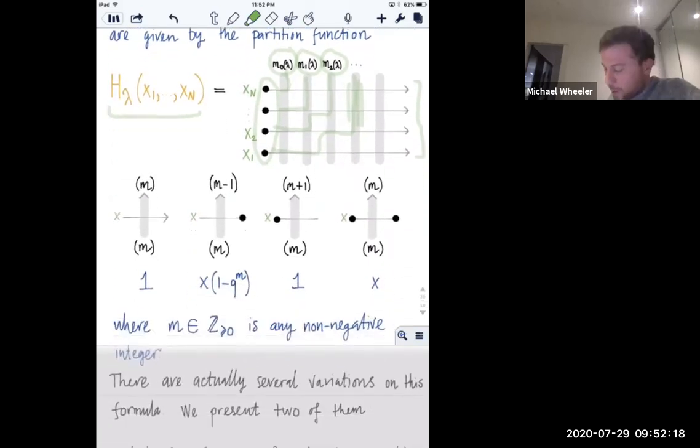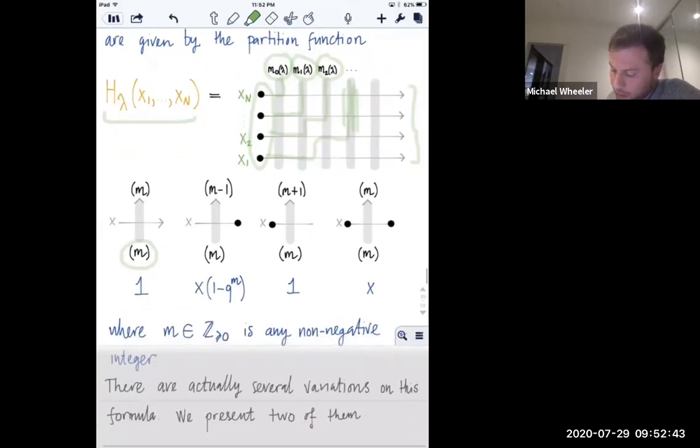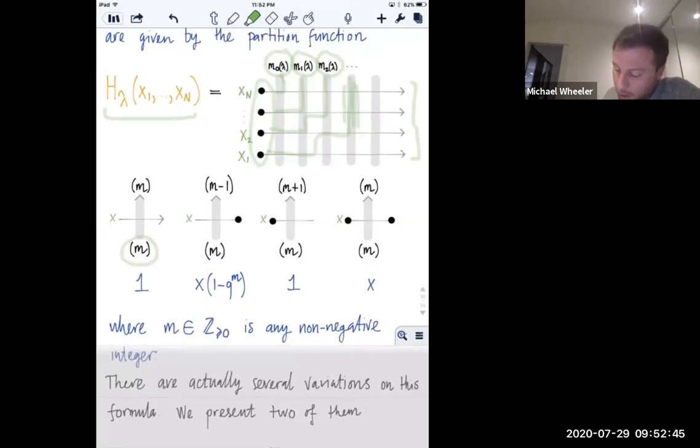And so explicitly, the vertex weights that you get here are given by the expression we have here. So I have 4 different types of vertices. And here I'm using m to denote the number of particles that enter from below. And as before, m is taking values in the non-negative integers. And you see there are 4 possibilities.